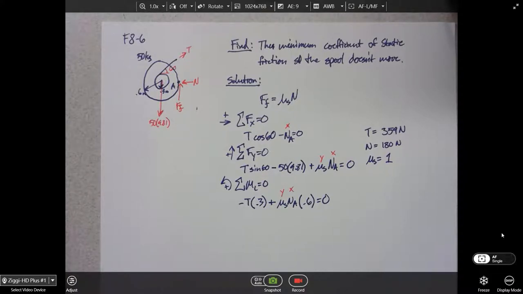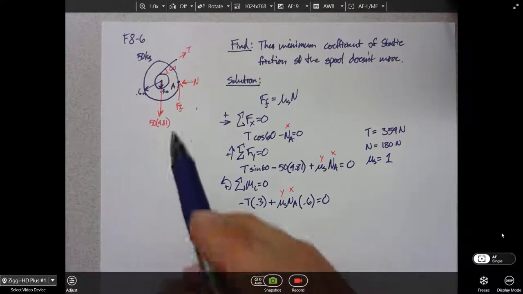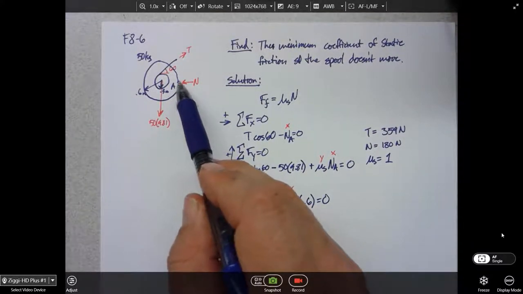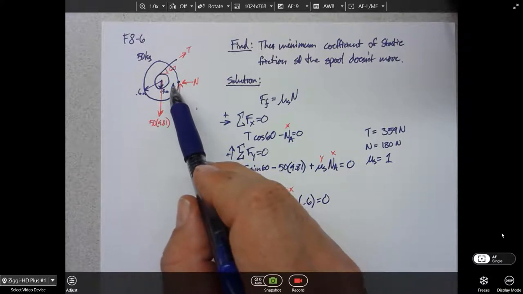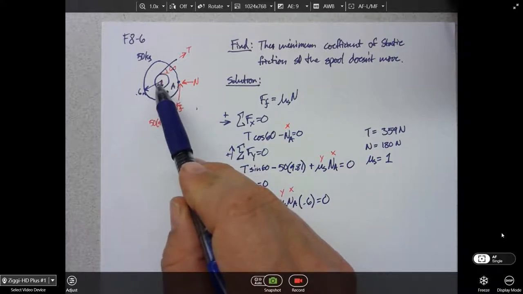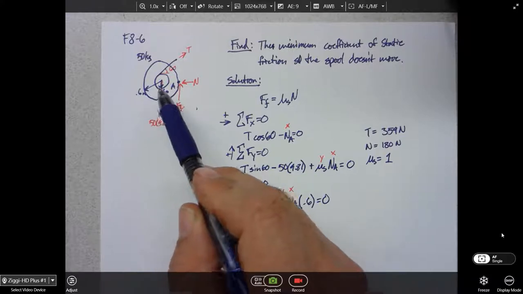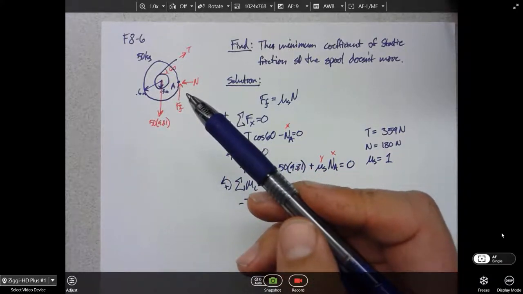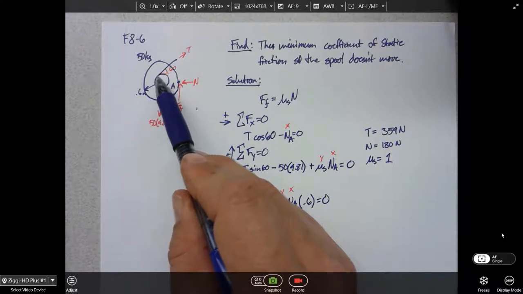Victoria, does that help? In the book they did it about A, so that's wrong. Oh, gosh, they did it about A. Did they get the same answers as we did? I don't know. So if you summed the moments about A, how could you do that? Yeah, you could do that. Actually, no, because you'd need to know where this tangent point is.